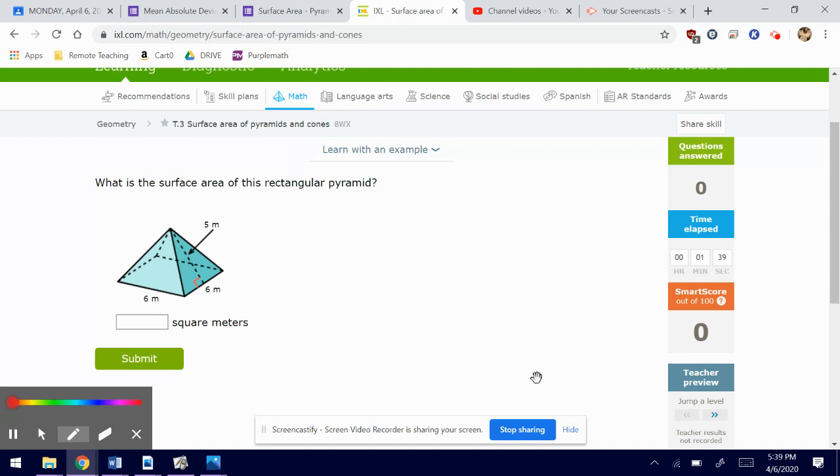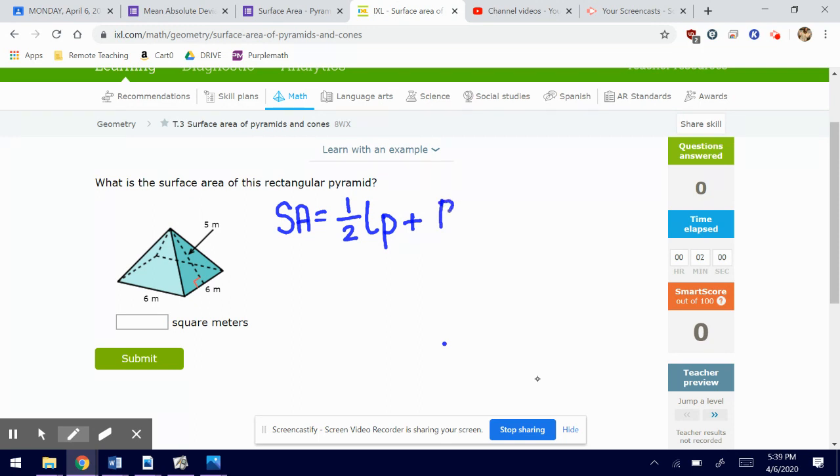So you're going to want to look at that reference sheet and copy down the formula for the surface area of a pyramid. So that is surface area equals 1/2 LP plus big B. Okay? So we need to figure out what our L is, our P is, and our big B.